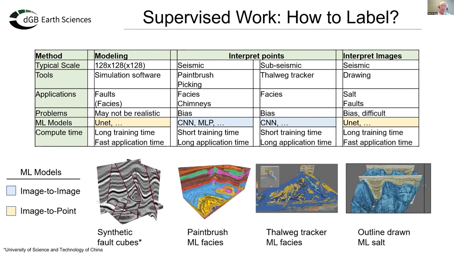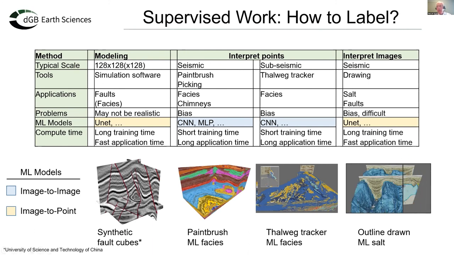If we can interpret something at the macro scale, at the seismic scale, like a horizon or maybe a salt dome, then it's really preferred to go that way, because these image-to-image models, once they are trained, are extremely fast to apply, and they also have potential to be reused. Like if I have trained a model for predicting salt, then it's very well possible that that same model can be applied on a different unseen data set, and the application is extremely fast. And this is really where we can apply UNets.